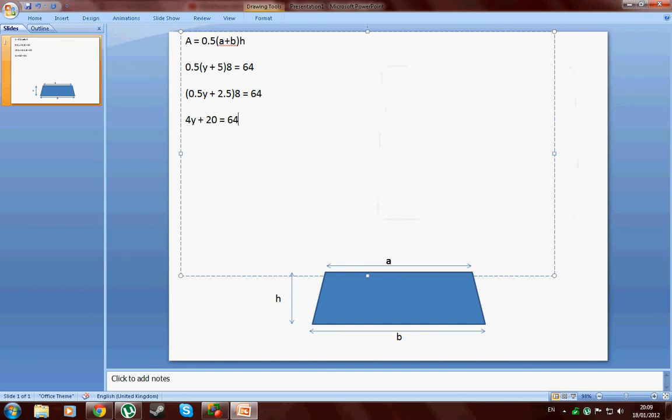This is starting to look a lot more approachable now, something that we're used to. I'm going to go through this quickly, because if you're up to this point, it means you've been solving some equations already, so you know what to do. So we're going to take away 20 from both sides to give us 4y equals 44, divide by 4 to give y equals 11. So the missing side of the trapezium in this case was 11.